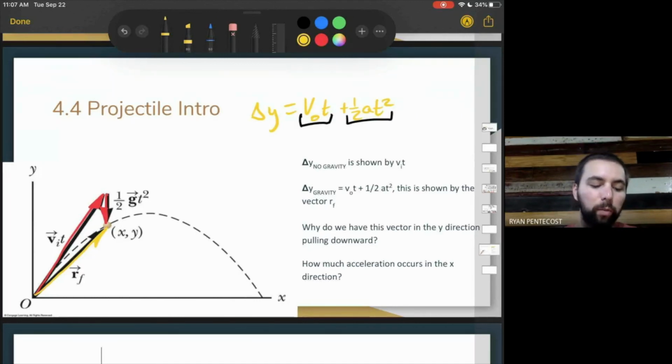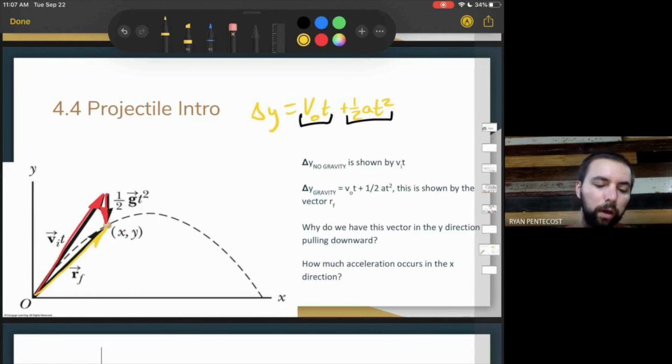So with every projectile motion, you launch an object with v0 t, right? It has an initial velocity, and it's going to travel for a certain amount of time, but then there will be this drop. That's kind of the point of projectile motion: it's going to drop as it flies. So you will have this little addition there that's going to add gravity into the equation. That's why we have this vector in the y direction pulling downward. That's gravity.